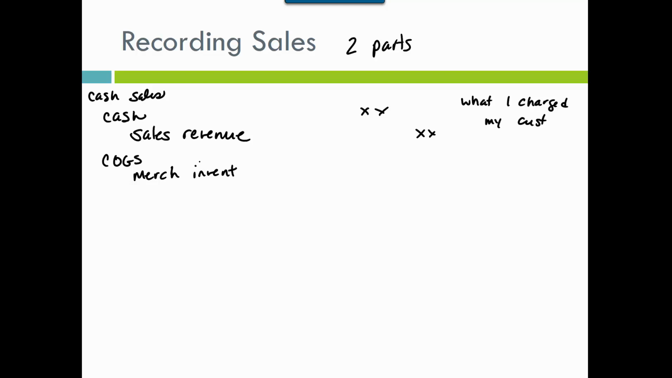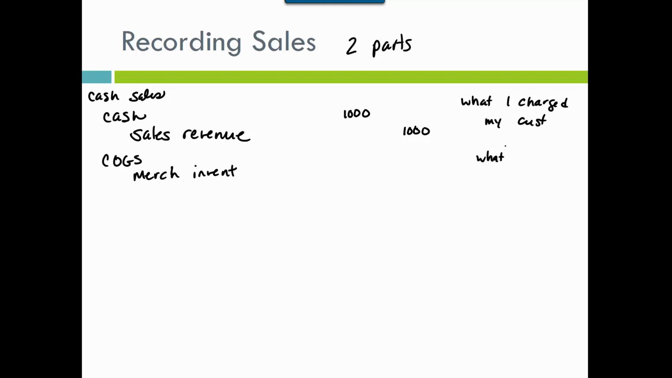Cost of goods sold is an expense. Merchandise inventory is an asset, so crediting it will bring it down because I don't have it anymore. So let's pretend we're doing the sale over here. So I charged the customer $1,000 for this merchandise, but I paid something less than $1,000 for it, right? I bought it at one price and then I mark it up and sell it.